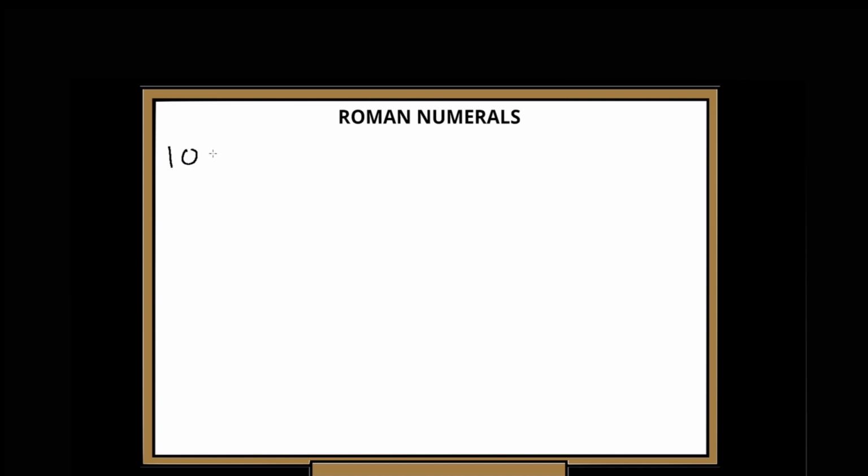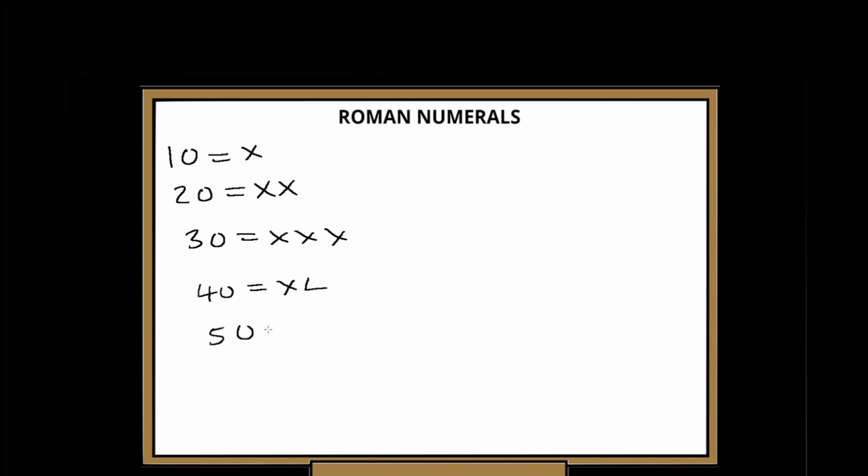So 10 equals X, 20 equals XX, that's 10 plus 10 equals 20. Then 30 equals XXX. Then our 40 equals XL, and 50 equals L.